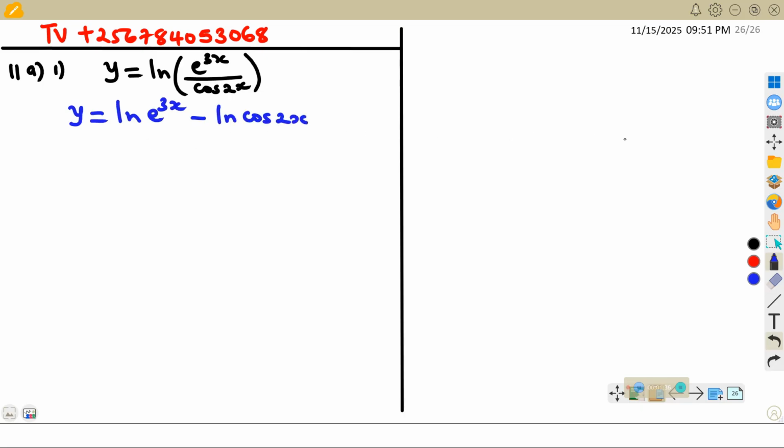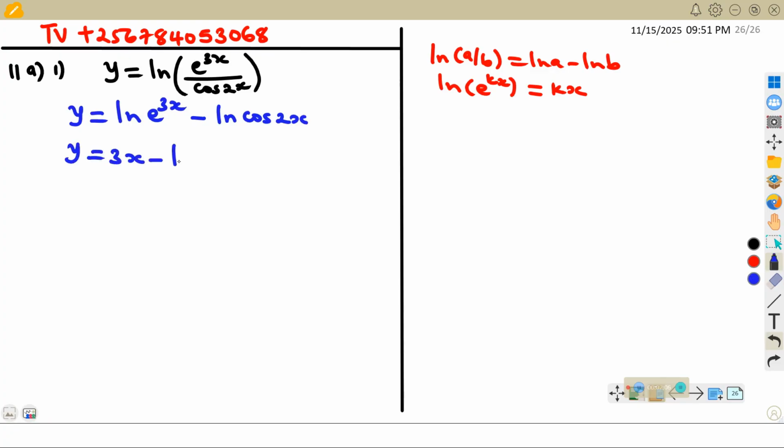From here, it is important to note that ln of a divided by b is the same as ln of a minus ln of b. Likewise, ln of e to the power k of x is the same as k of x. So ln of e to the power 3x, we can write as 3x minus ln cos of 2x.